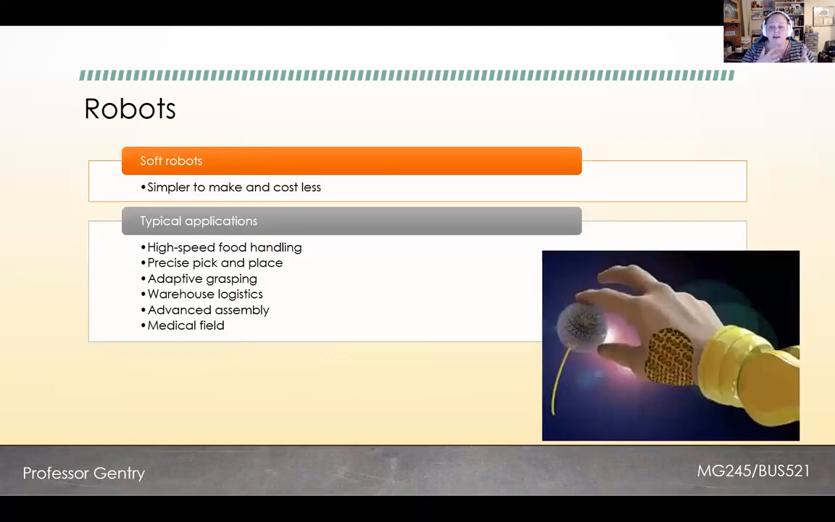Another type of robot is known as a soft robot. This is going to be a much simpler and a little bit more cost-effective robot. They get the name soft robot due to the fact that their external material is typically made from some type of flexible rubber or substance. They're used primarily for high-speed food handling, adaptive grasping, advanced assembly, where a gentle touch might be beneficial, sort of like even in the medical field.